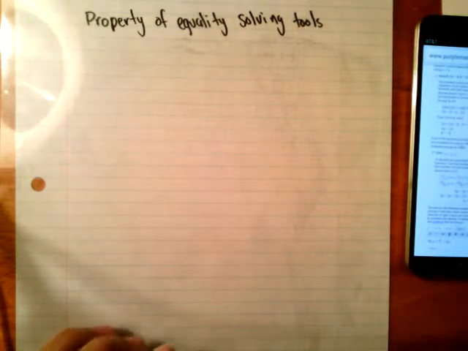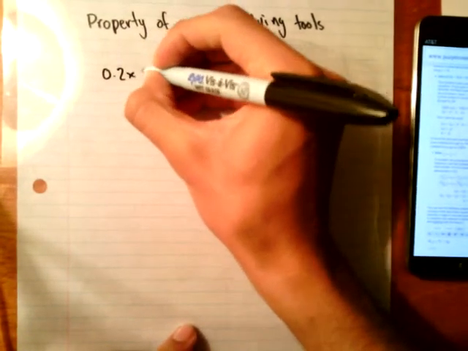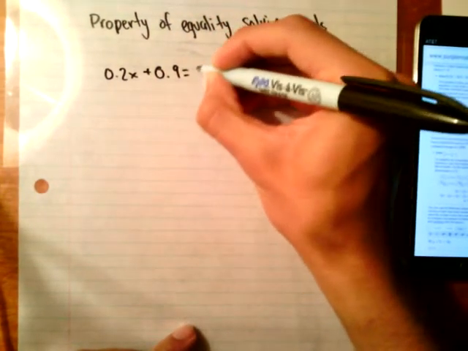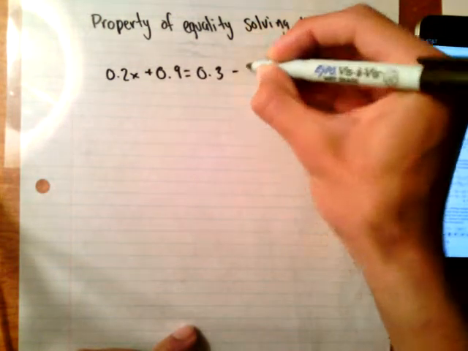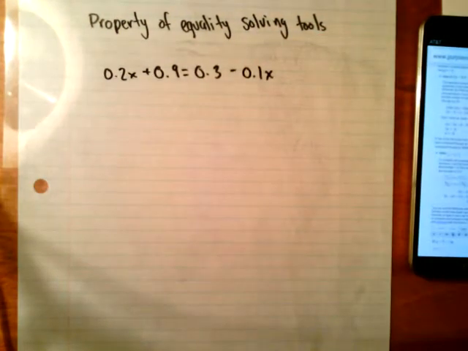Alright, so now let's look into some other examples where we're going to utilize some different form of equality solving tool in order to solve it. This example, we have 0.2x plus 0.9 is equal to 0.3 minus 0.1x. So we always have to keep these equality tools in mind when we're solving an equation and solving for a variable.